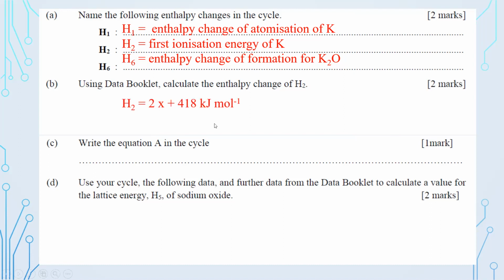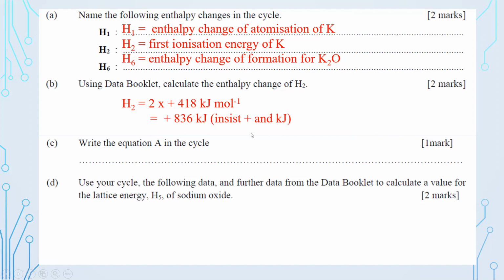So H2 is 2 times positive 418, and the answer is positive 836. In here, you must insist on the positive sign, and the unit must be kilojoule. Cannot write kilojoule per mole. Why cannot kilojoule per mole now? Because you have 2 potassium, so the enthalpy change must be kilojoule only. Okay, C, write the equation in A.